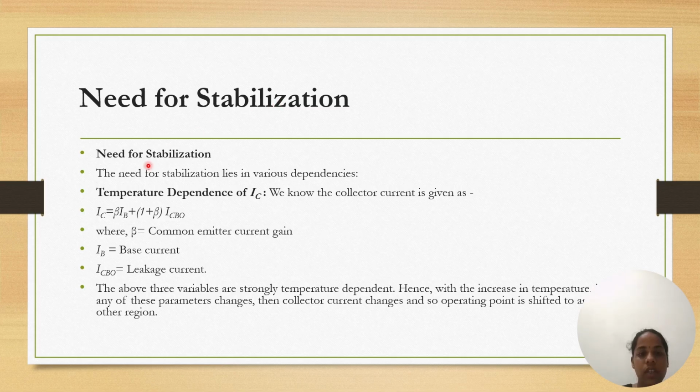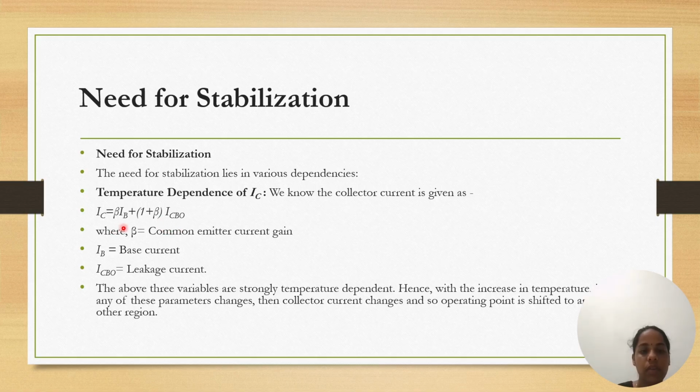Need for stabilization. The need for stabilization lies in the dependence of IC on beta and 1 plus beta. These are included in the need for biasing. We will see the temperature dependence of IC. We know the collector current is given as IC equals beta IB plus 1 plus beta into ICBO.